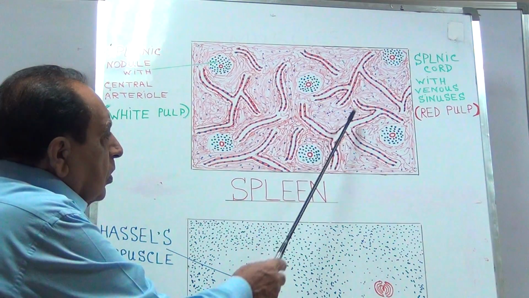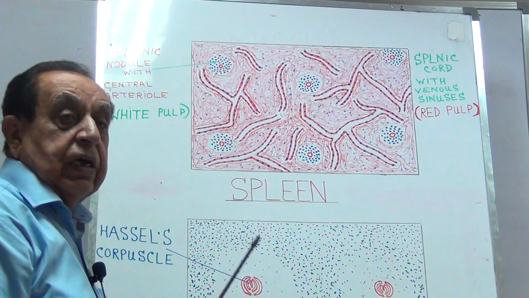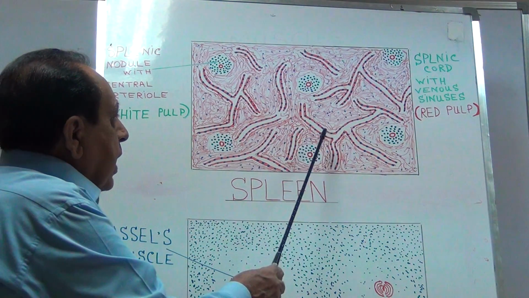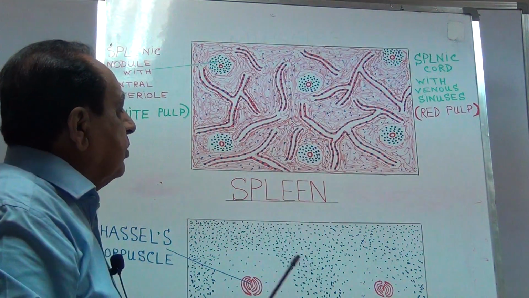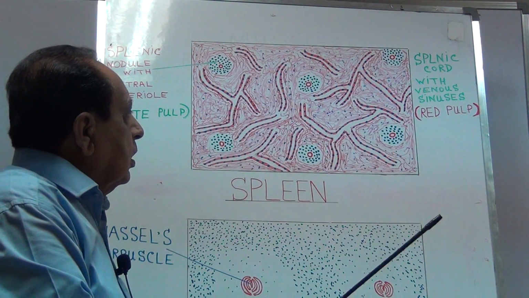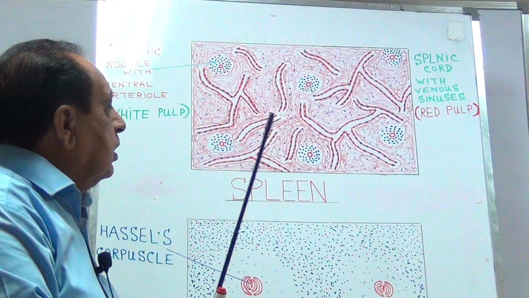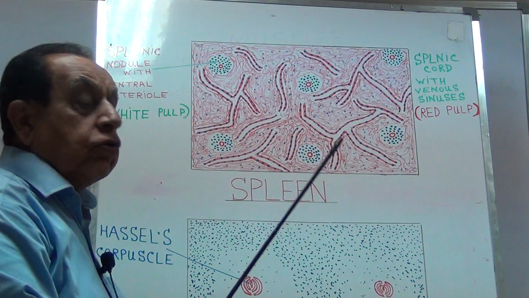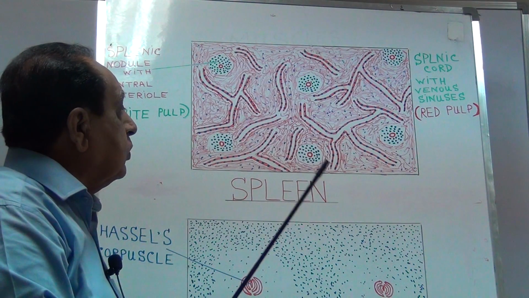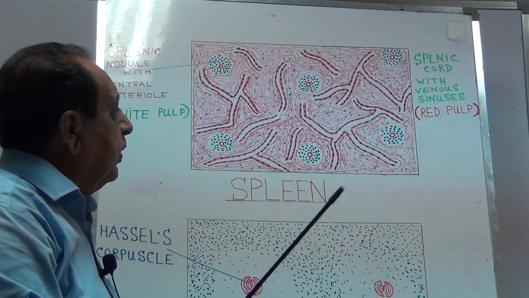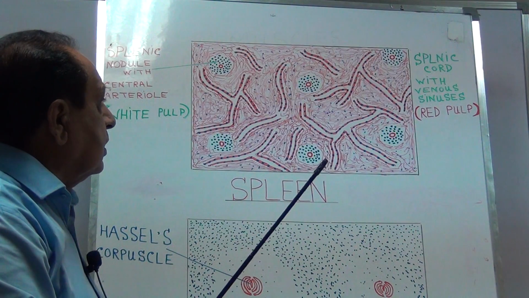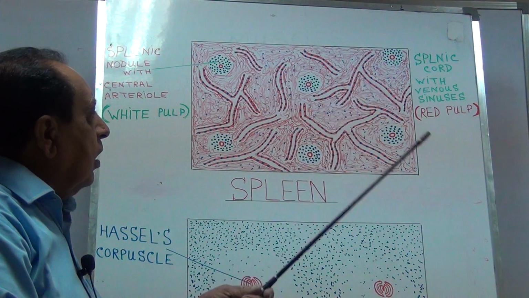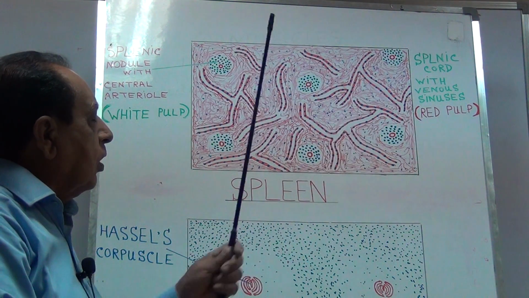Now these cords are formed by the reticular tissue, and to these cords are attached the cells. These cells are the erythrocytes, lymphocytes, macrophages, plasma cells, and dendritic cells. These are all attached to these cords.